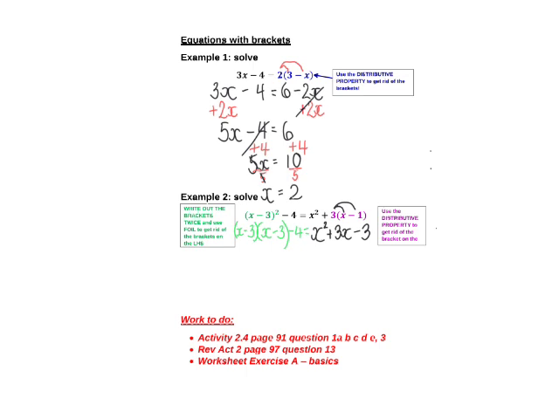And now if we FOIL on the left hand side, the x times x gives you x squared, then the outer terms x times negative 3 gives you negative 3x, inner terms negative 3x, and last terms negative 3 times negative 3 is positive 9. Subtract 4 equal to x squared plus 3x minus 3.